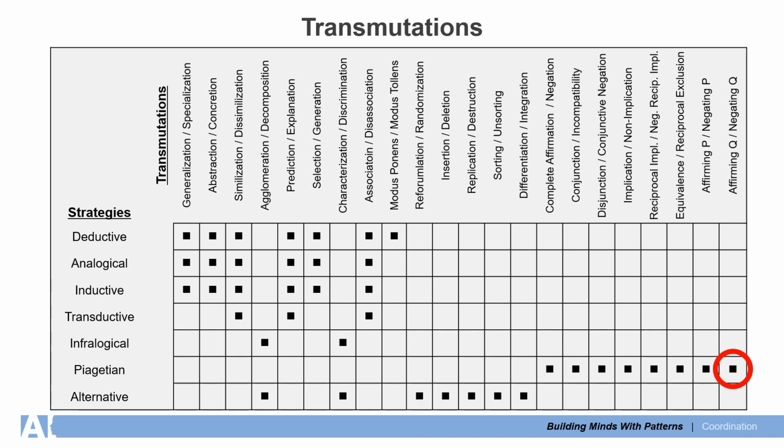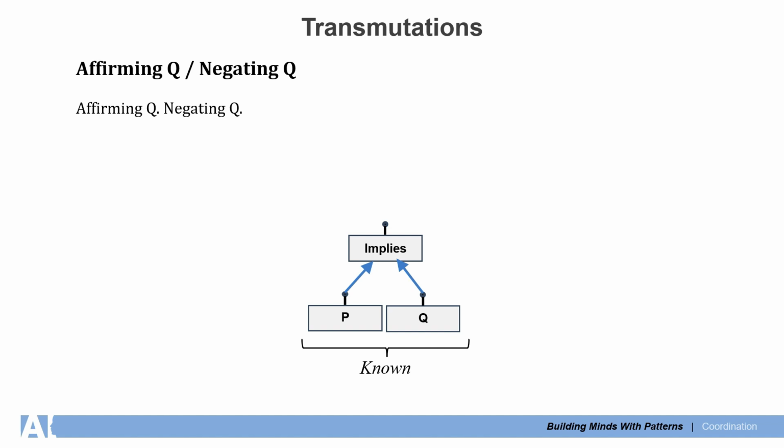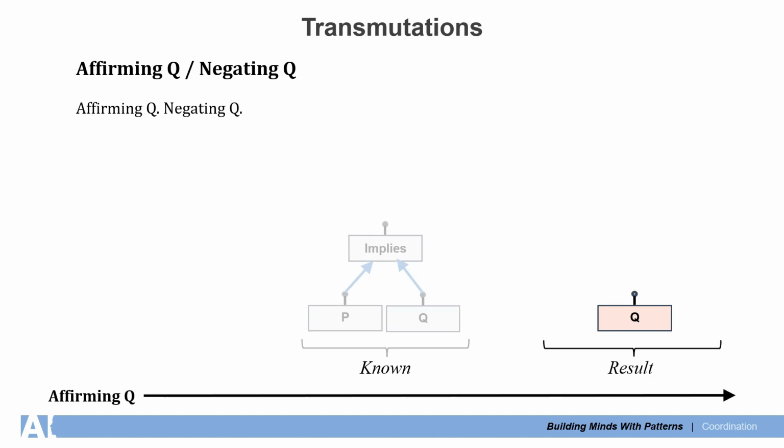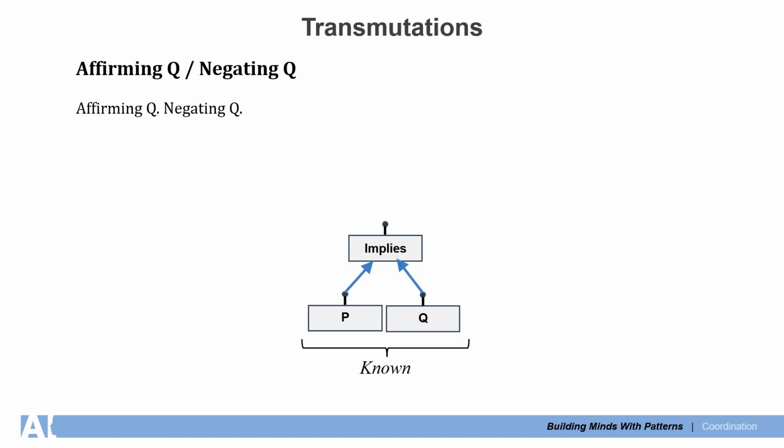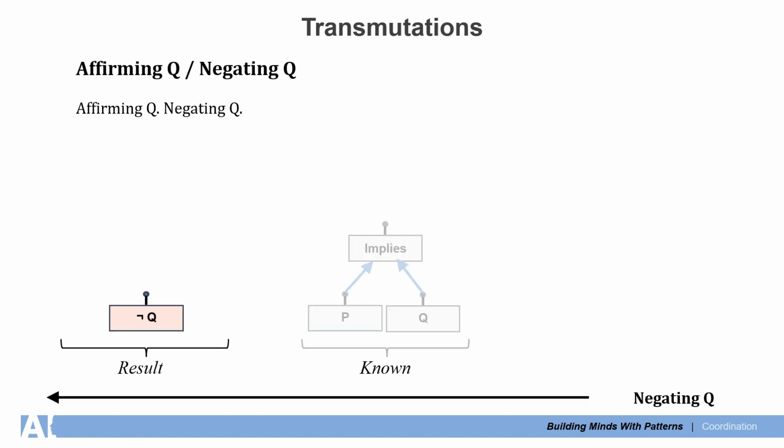Affirming Q and negating Q are Piagetian transmutations. Affirming Q and negating Q. Given known background knowledge P implies Q, you can activate Q to affirm Q. Given known background knowledge P implies Q, you can activate not Q to negate Q.